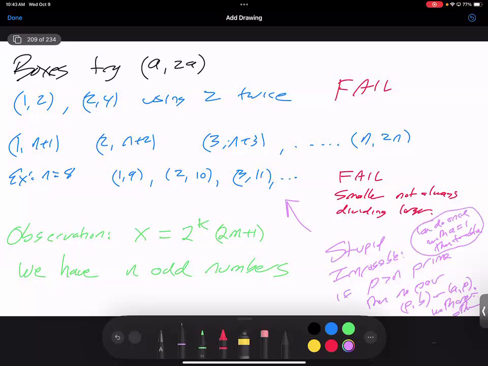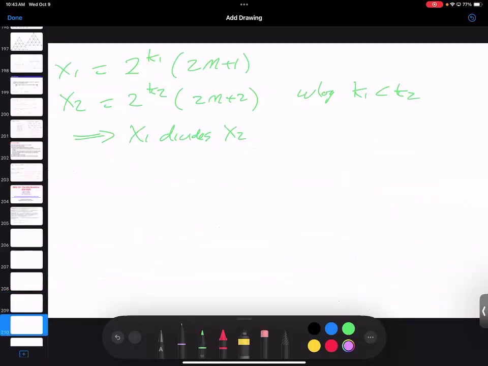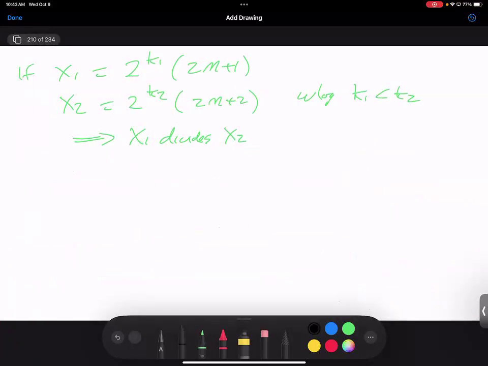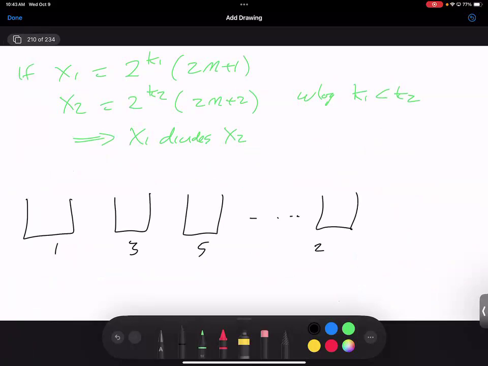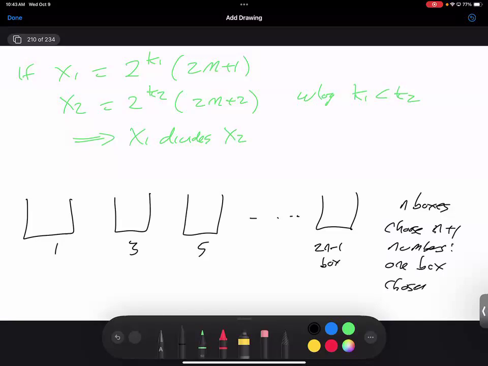All right, so do we understand why this is not going to work? And so now what we want to do for our boxes is we're going to have the 1 box, the 3 box, the 5 box, and then the 2n minus 1 box. So now we have n boxes. We choose n+1 numbers. One box is chosen twice. So maybe it's this box that's chosen twice. And now we win.